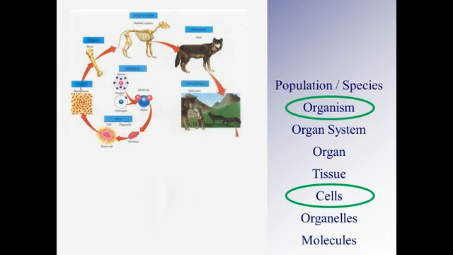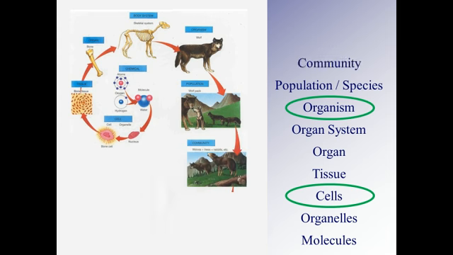When we have several organisms of the same type that are able to reproduce in a particular place, we call that a population. Above that is a community. That's all the living things in a particular area, all the different plants, all the animals, all the bacteria, all the fungus, and so on.